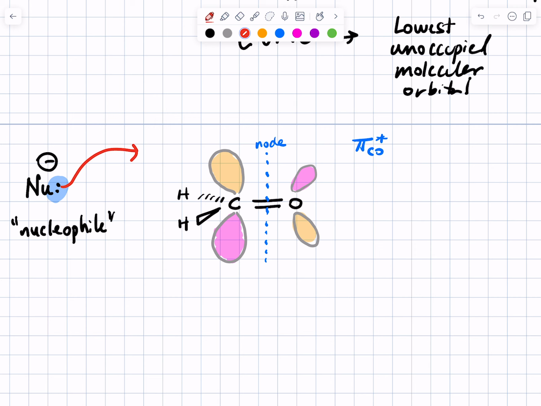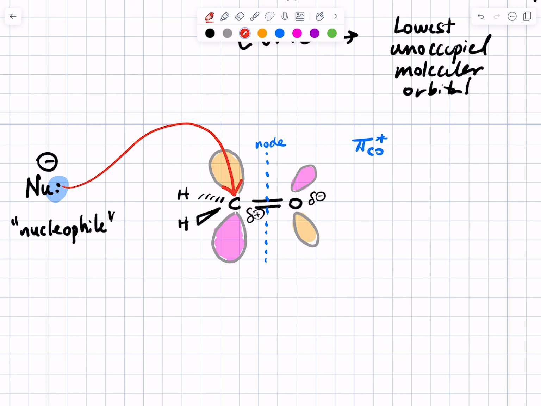The other thing that tells you that is that carbon is less electronegative than oxygen. So you expect the electrons in these pi and sigma bonds to be leaning towards the oxygen. You expect the carbon to be electron poor, to have a partial positive charge on it and a partial negative charge on the oxygen. So we would draw an arrow from the nucleophile's high energy electrons to the carbon.